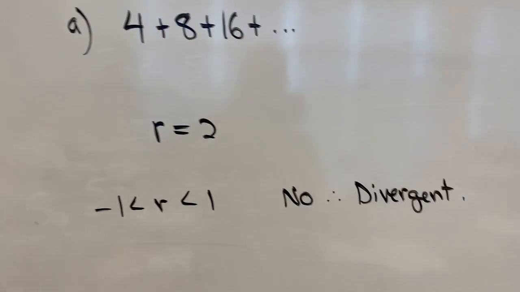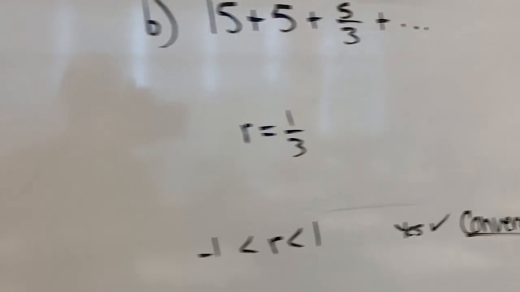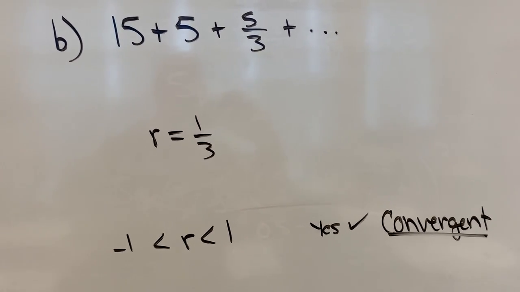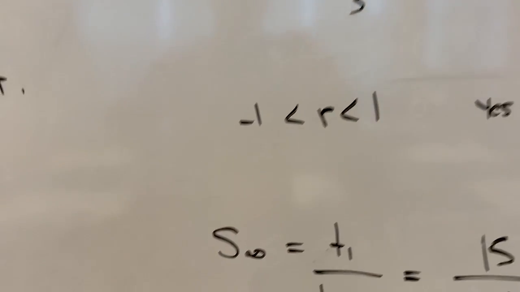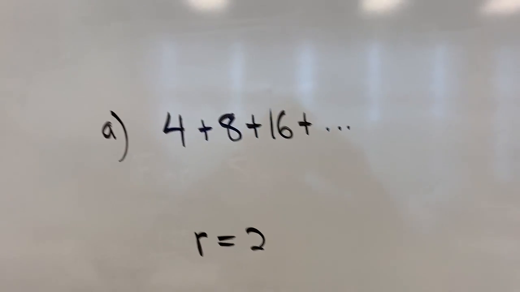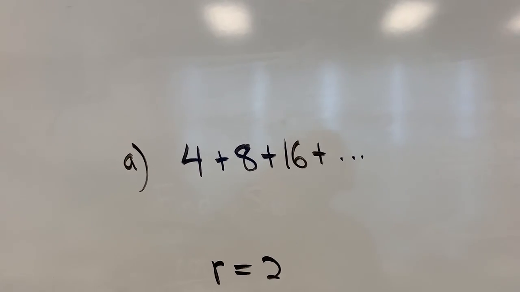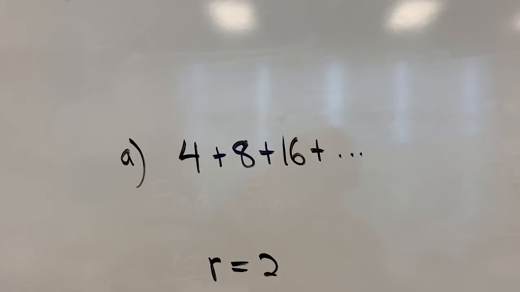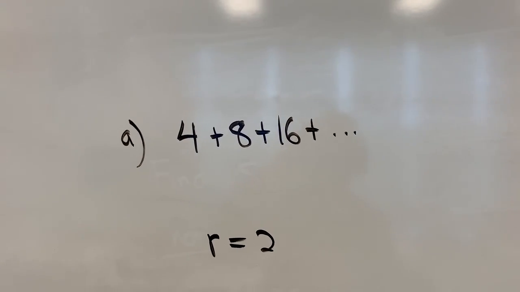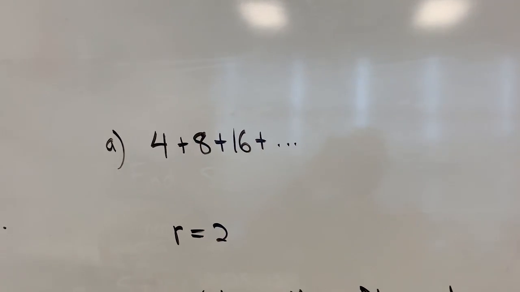So the difference between divergent, if the ratio is not between -1 and 1, and convergent, if the ratio is between -1 and 1: if it's convergent, that's the only time you can use this formula. If you tried using this S infinity formula for this series over here, you'd get a very nonsense type of answer, because you'd have 4 divided by 1 minus 2, which would not mean anything in terms of that actual series. It's not the infinite sum, because there isn't an infinite sum.